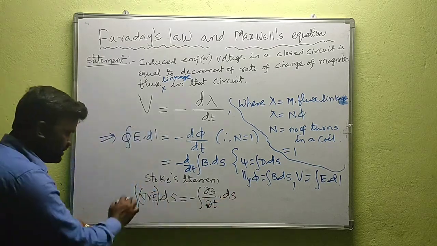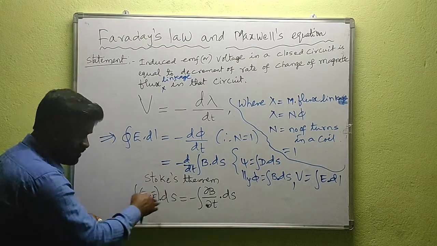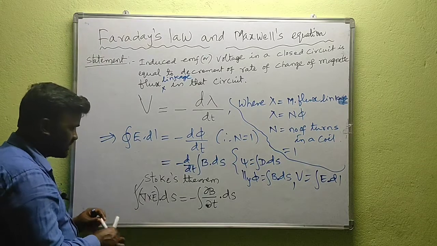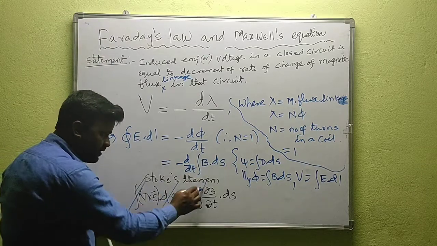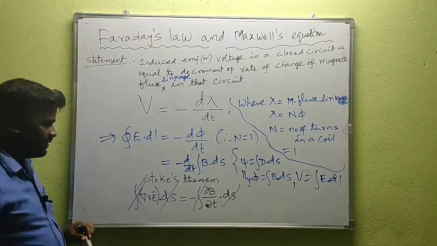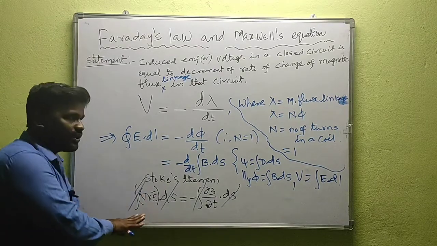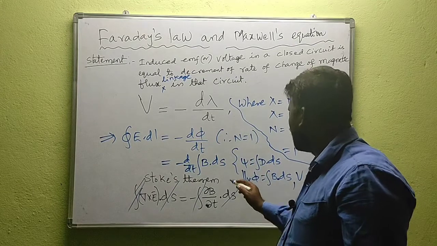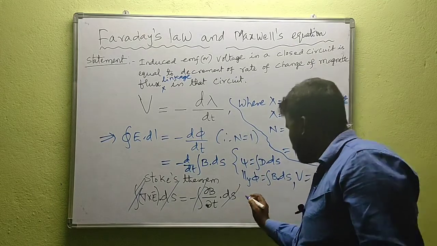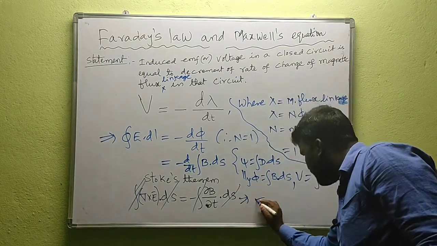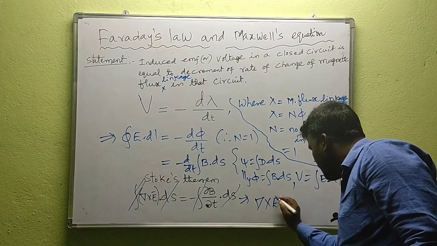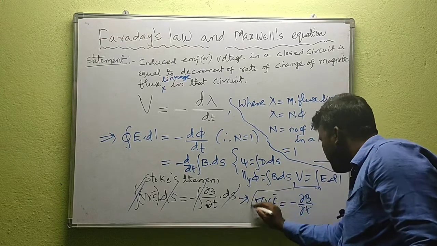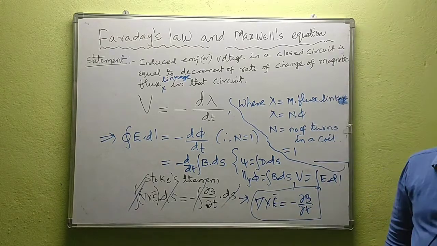And if you observe, this is surface integral on left hand side, on right hand side also we have the surface integral. So that's why this surface integral cancels out and the remaining are equal. That means what? As integrals are equal, integrands should be equal. So it implies what? So from this we can write del cross E is equal to minus del B by del t. Del cross E equal to minus del B by del t.